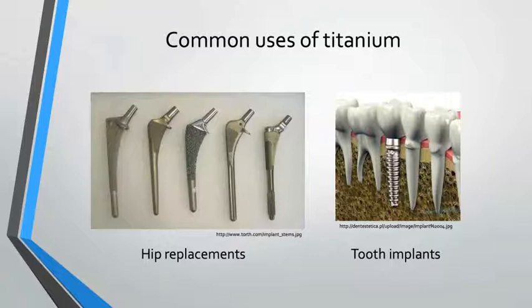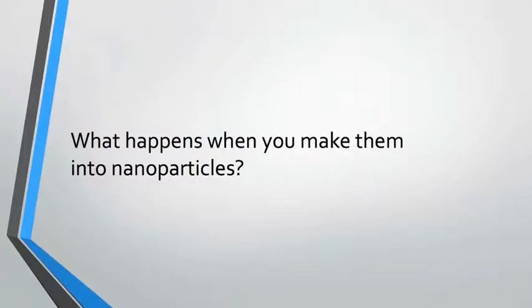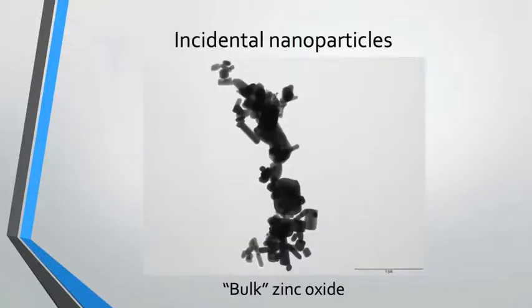Okay, so what happens when you put these things at the nanoscale? What happens when you turn them into nanoparticles? All right, so I've been going on about this a little bit, about incidental nanoparticles, and I just wanted to reinforce again that if I put zinc through a wood chipper, I get big bits of zinc and I get little bits of zinc. So this sample is sold as a bulk zinc sample, and you'll see that there's lots of nanomaterial in there. So this sort of nanomaterial has always been there.